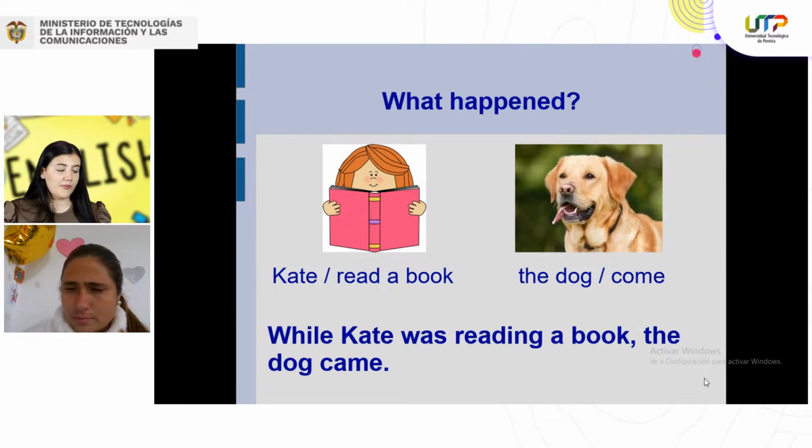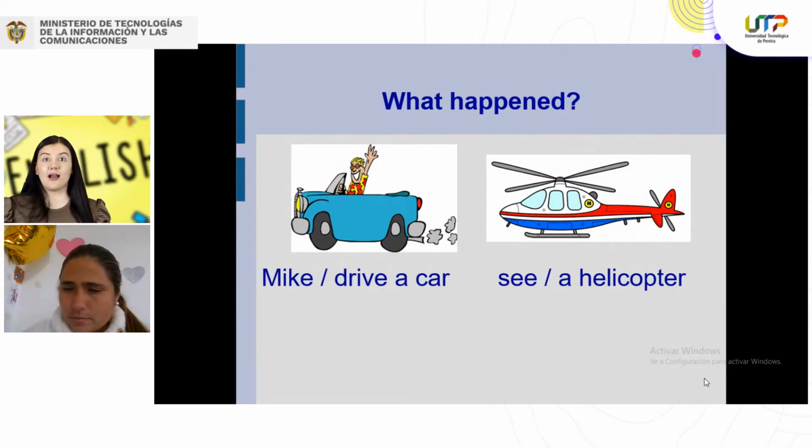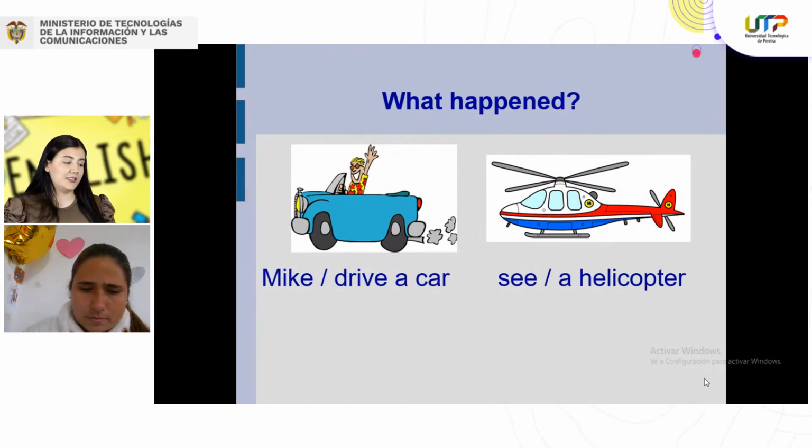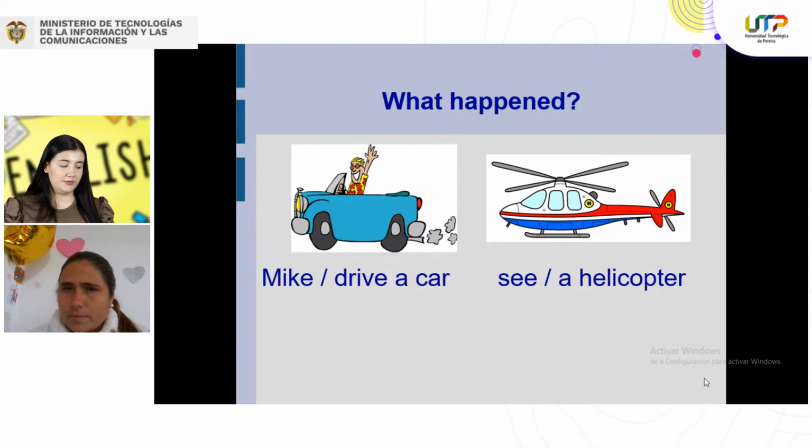Excellent. Next one. Look at this one. Mike drive a car. Okay, that is the first event. The second one, see a helicopter. What do you think is the interruption in this case? What do you think? Do we have any example in the chat maybe, teacher? Yes, we have.